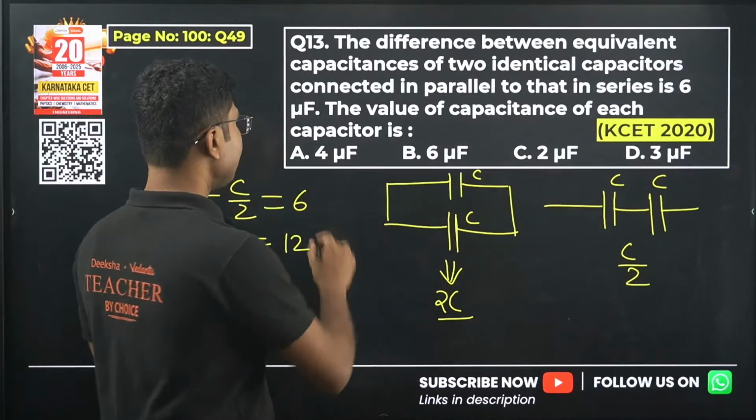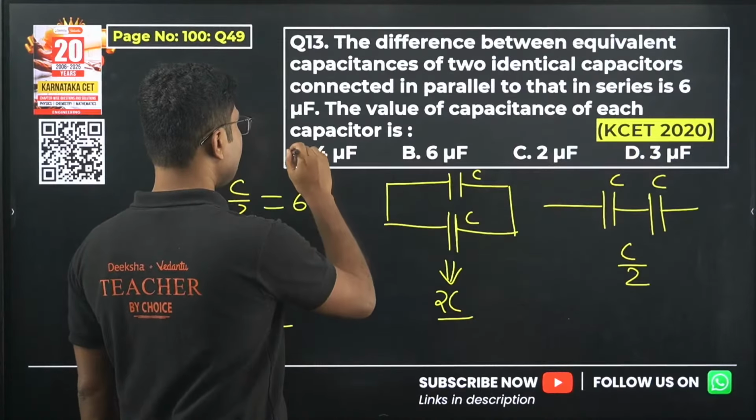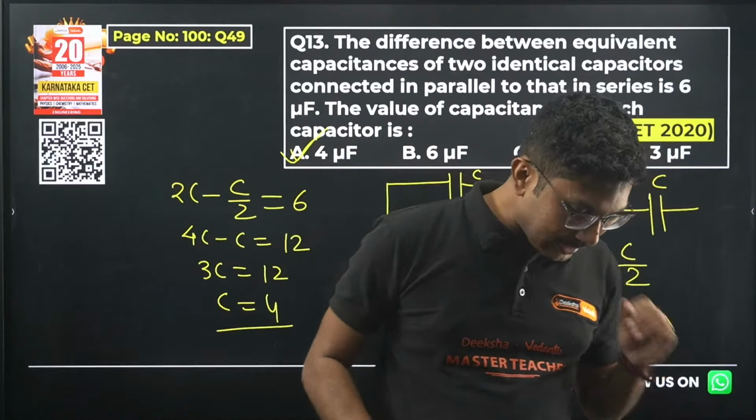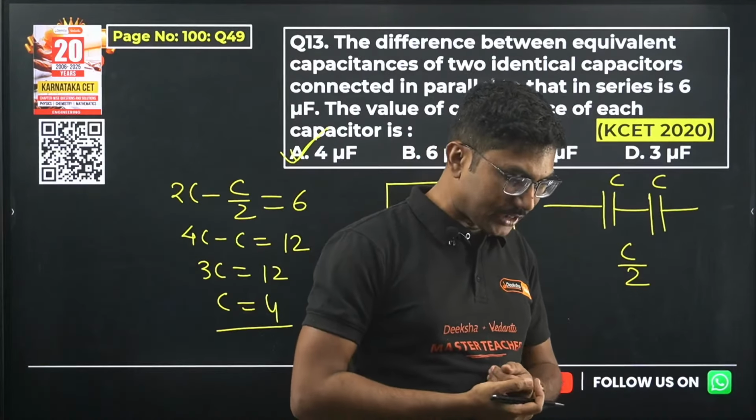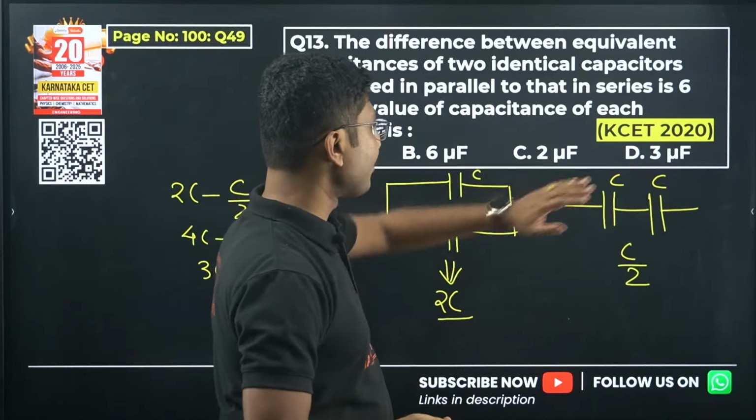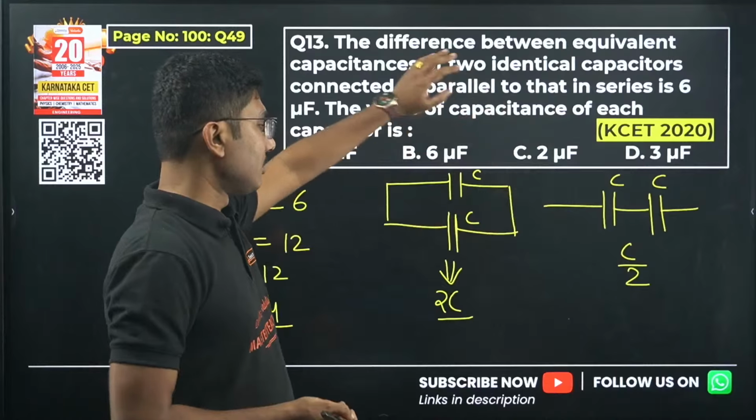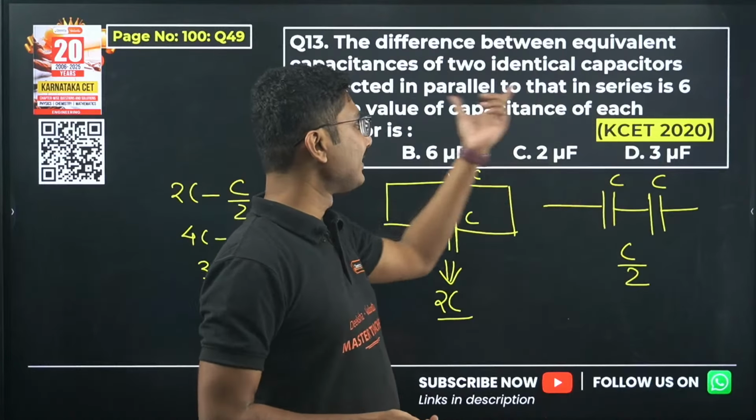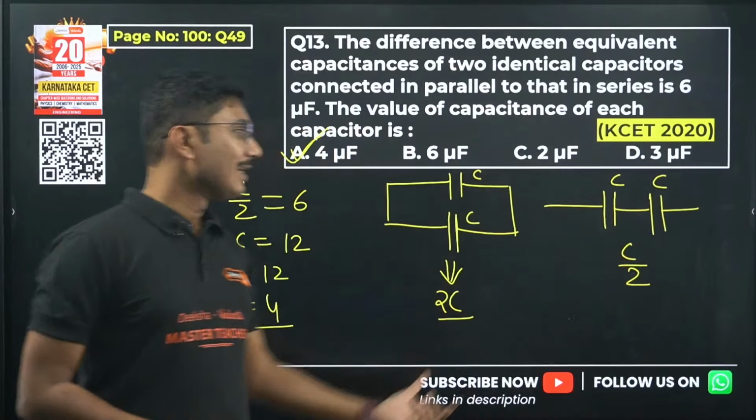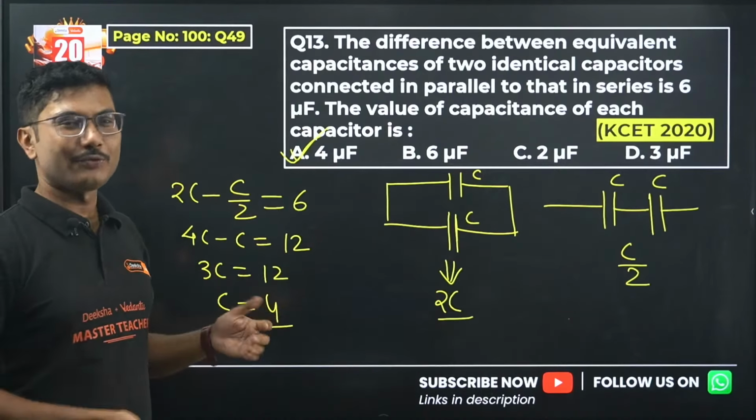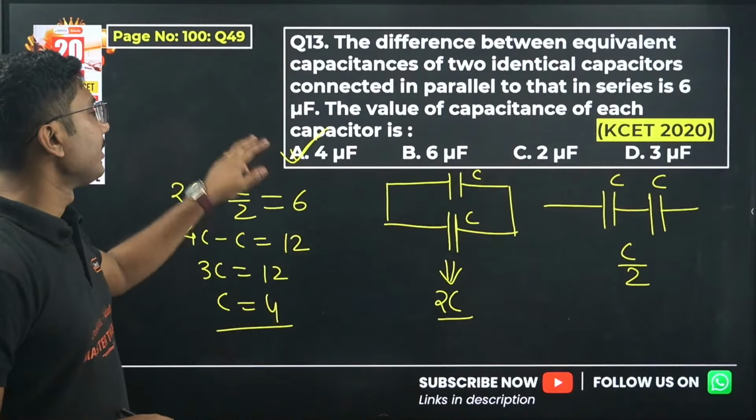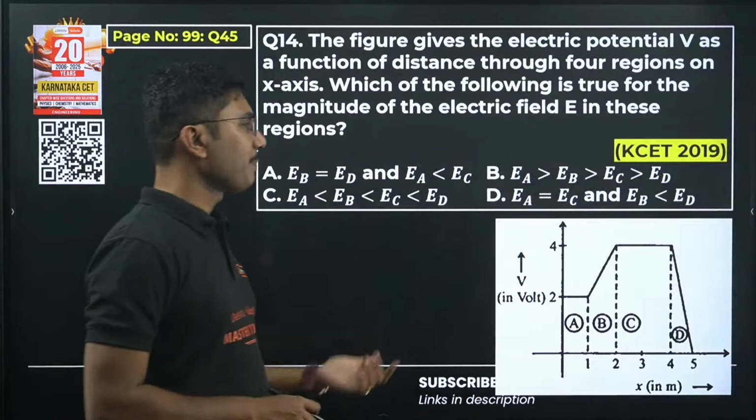C is 4 microfarad. The correct answer is option A. Not option D, Nagaraj. Stay careful. Aishwarya, no, not option D. It will be option A. Be careful. You might think that 6 must be the difference between addition and division. So be careful. Take a small amount of time and solve it. Now next question.